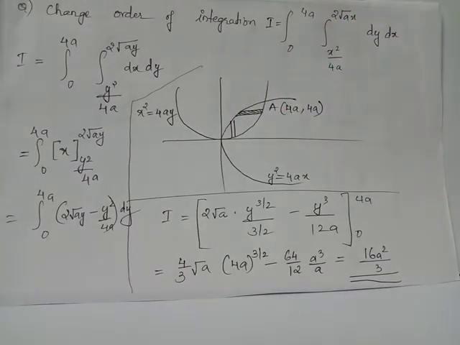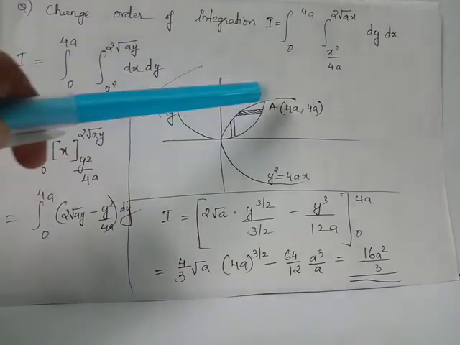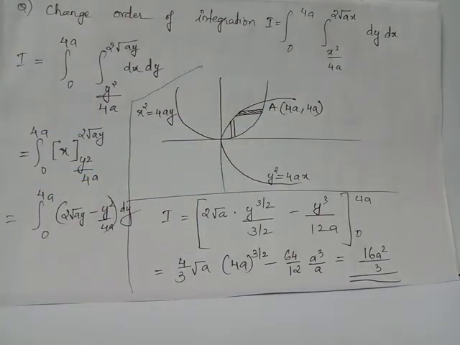Our objective is to change the order of integration. That is, now we will consider a horizontal strip so that we will have integration with respect to x performed first. We have drawn a horizontal strip here. The left end of the horizontal strip is at this parabola, that is y square equals 4ax. From this equation of parabola, we have x equals y square by 4a, which becomes the lower bound of x.